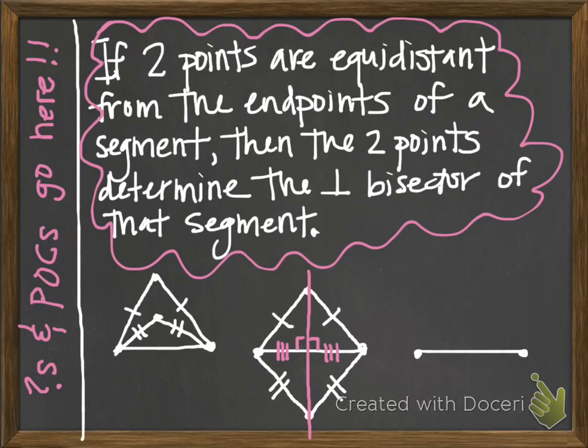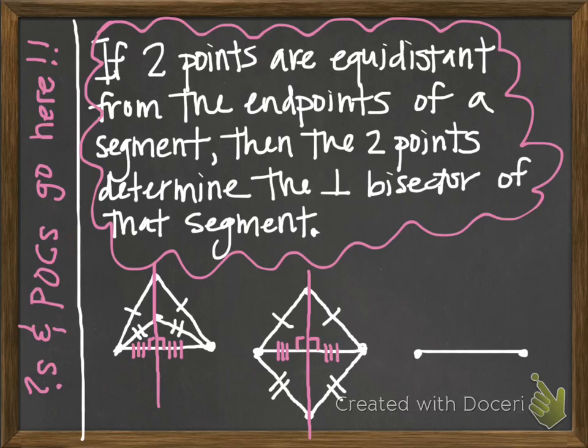Okay? If this is the case, then according to this theorem, the 2 points determine the perpendicular bisector of that segment. If I connect those 2 points, it will not only cut this segment into 2 congruent parts, bisecting it, it will also make a right angle with that segment. Okay, so that's when the 2 points are on the same side of the segment.